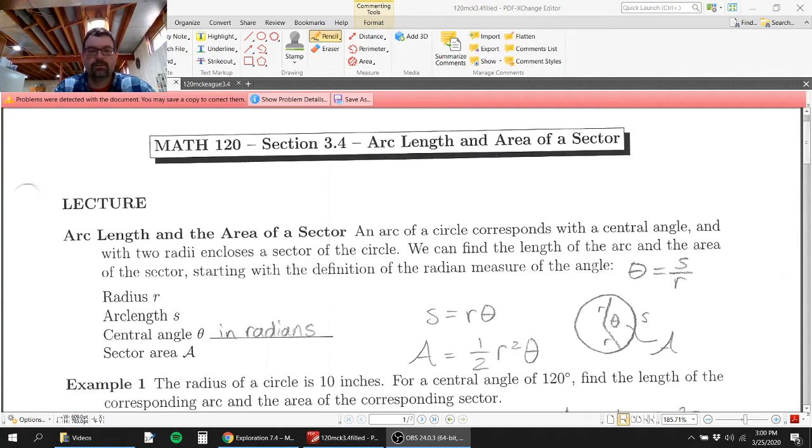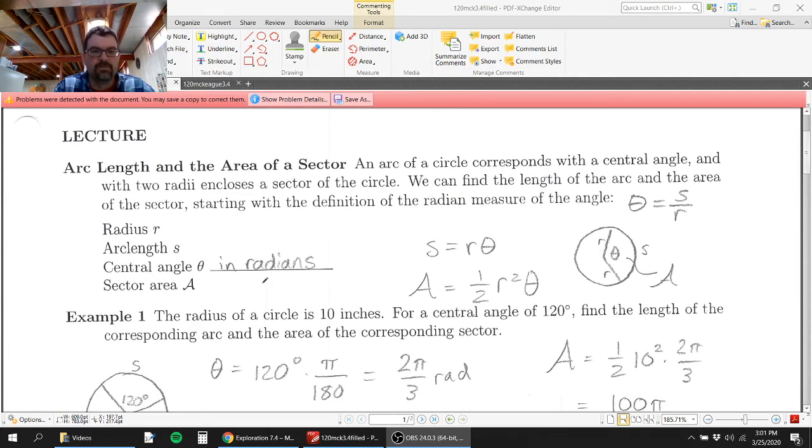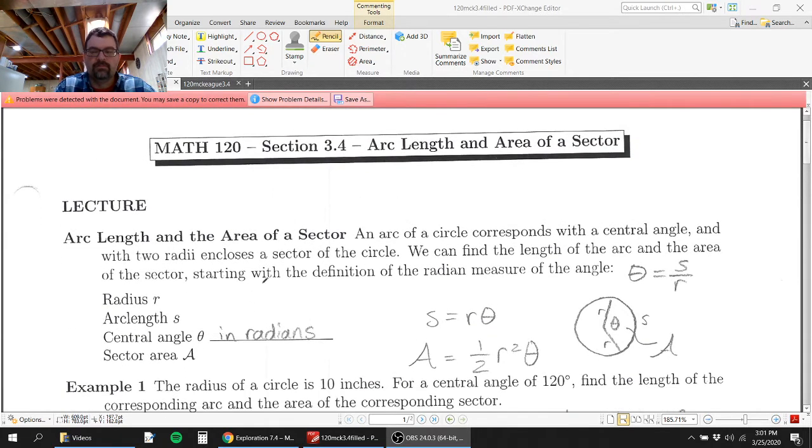Okay, quick video for section 3.4, which is another short section. Yep, some basic stuff on page 1, and then problems for you to try on the back on page 2. So we have radians in our toolbox now, and they become particularly important for some of the things we're doing here.